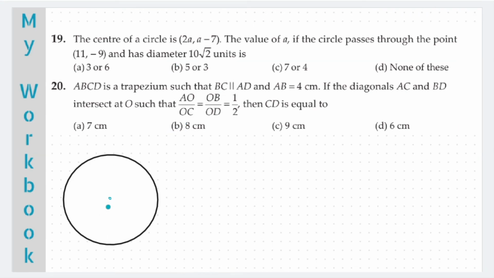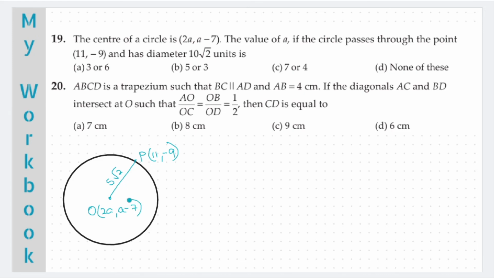Where the center is O with coordinates (2a, a minus 7). P is any point on the circle and coordinates are (11, minus 9). OP will be the radius of the circle. It is given that the diameter is 10 root 2. So the radius will be 5 root 2.